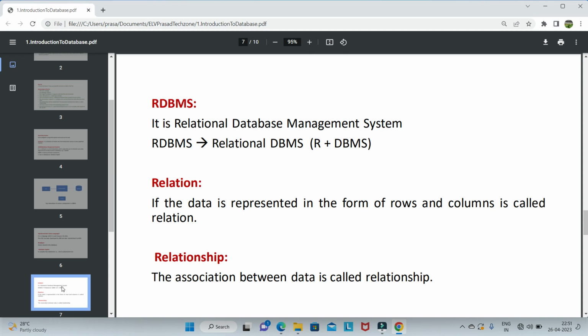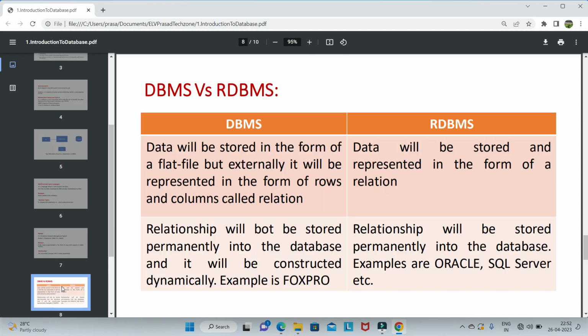The next step of the DBMS is RDBMS, a relational database management system. What is a relation? If the data is represented in the form of rows and columns, that is called a relation. What exactly is a relationship? The association between the data is called a relationship.